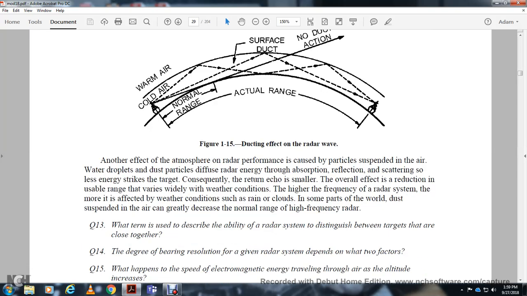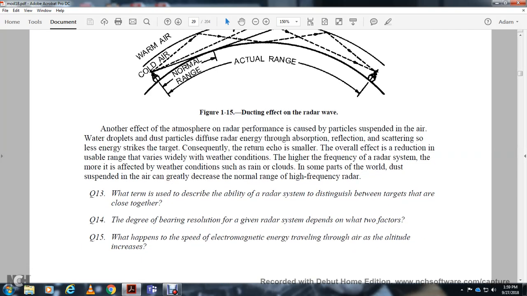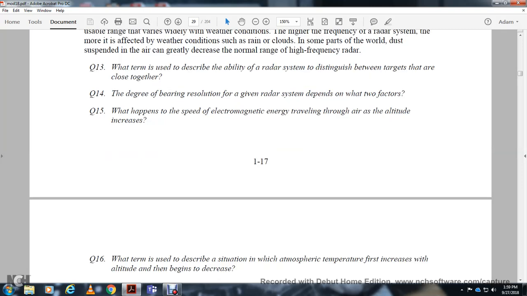Another effect of the atmosphere on radar performance is caused by particles suspended in the air, such as water droplets and dust particles, that diffuse the radar energy through absorption and reflection scattering, so that less energy strikes the target. Consequently, the returned echo is smaller. The overall reduction of usable range varies widely with weather conditions. The higher the frequency of the radar system, the greater the effect of weather conditions. Rain clouds in some parts of the world can greatly decrease the normal range of high frequency radar.